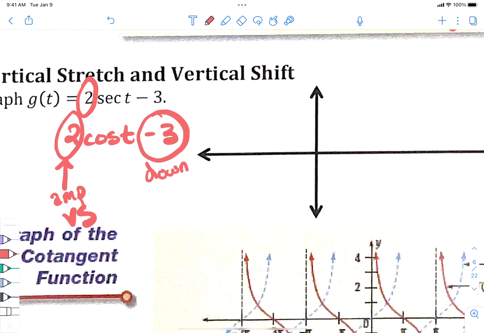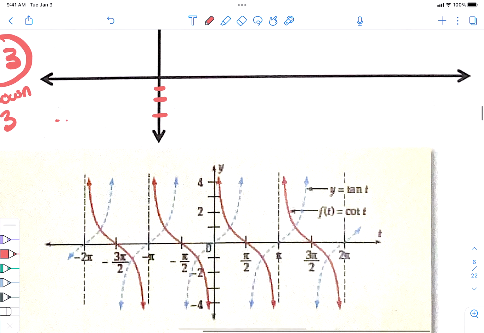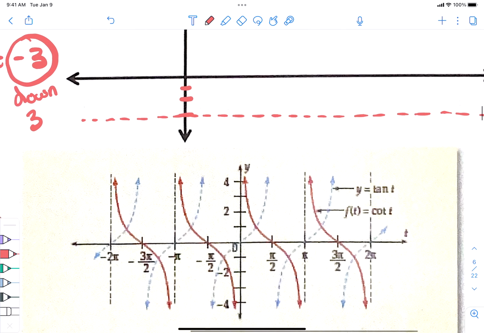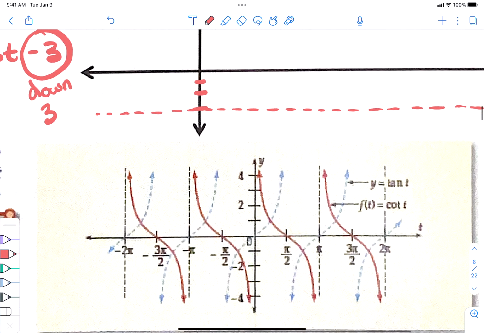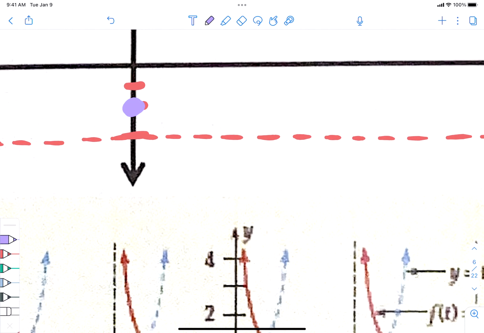I always do the down 3 part first. So, down 3: 1, 2, 3. I draw a new little dotted line at -3. Pretend that the old middle line is not even here anymore. This starts at 1 because we're doing cosine, so 1 would be about here, one above. But my amplitude is not 1, it's 2 now, so I'm going to start 2 above.